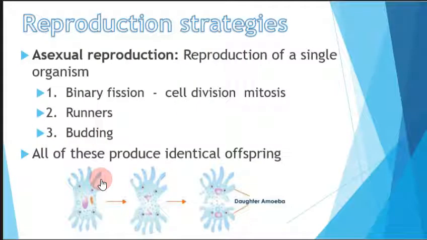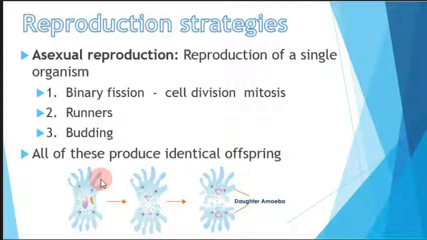Okay, we're moving on to reproduction strategies. Remember these creatures live in the water. Just like any living thing, most living things have asexual reproduction and sexual reproduction. Asexual reproduction is reproduction of a single organism or a single cell. So a cell in a multi-cellular organism can produce a new cell through asexual reproduction.